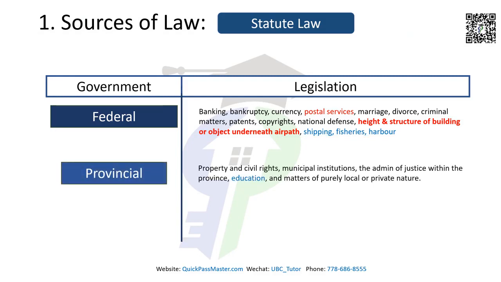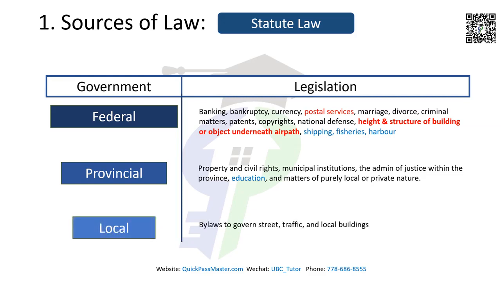Provincial government is responsible for property and civil rights, municipal institutions, the administration of justice within the province, education, and matters of a purely local or private nature. Local government's power is derived from the provincial government. Provincial government delegates its power to the local government. Now that the local government has the power, it can create bylaws to govern streets, traffic, and local buildings.